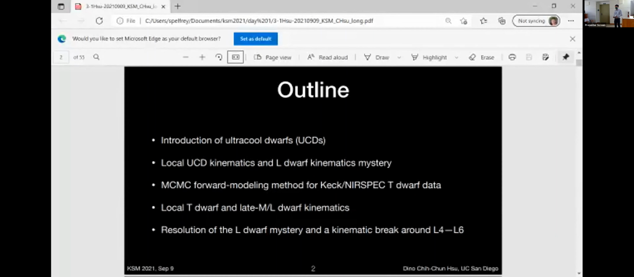Then let's move on to what's the updated consensus of ultra-cool dwarf kinematics. And I'll propose our resolution for the mystery of the local L dwarfs and a kinematic break identified around L4 to L6 subtypes. So let's get started.